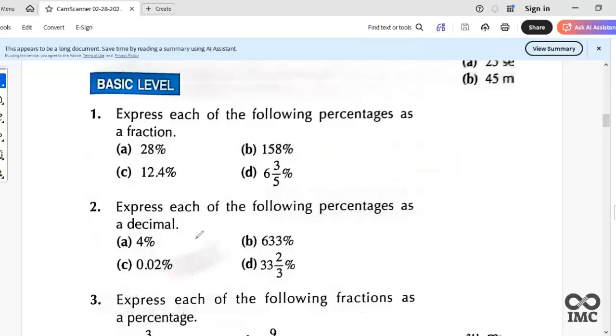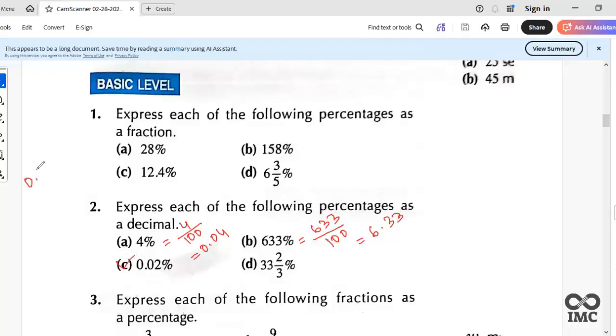Now, question number 2. Question number 2 says, express each of the following percentages as a decimal. So here, 4% can be written as 4 by 100. And if we divide any number by 100, then we need to put a point before 2 digits. So the answer will be 0.04. Here, 633% means 633 by 100. Then, if we convert into decimal, it will be 6.33.